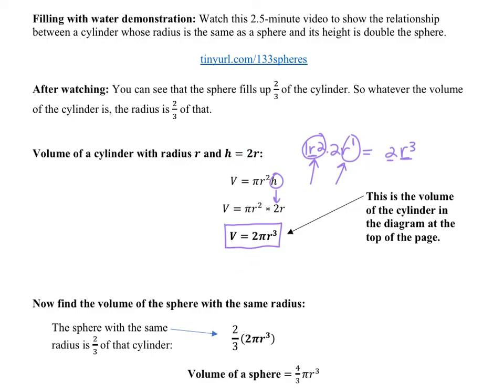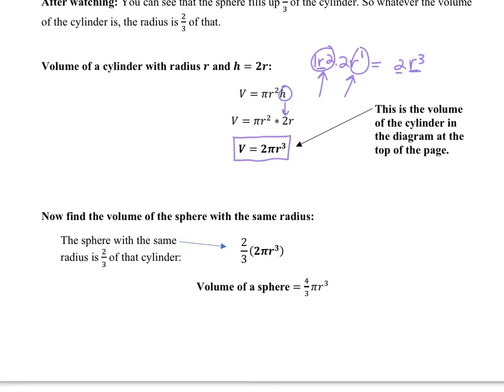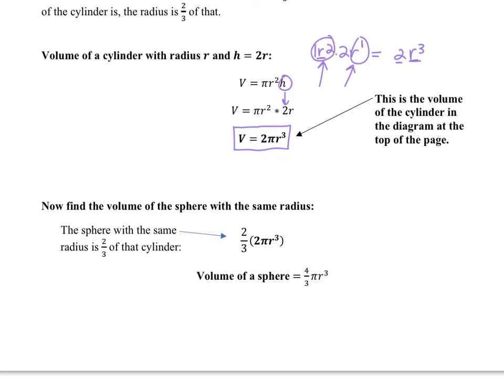So there's our volume. And then remember from the video that the sphere that has the same radius as this cylinder is going to have a volume that is 2/3 of that. So if we come down here, we can see that this 2 pi r cubed is right here because this is the volume of the cylinder. The volume of the sphere is going to be 2/3 of that volume. So of indicates multiplication. It's 2/3 of 2 pi r cubed. So we're just going to multiply 2/3 times 2, and it's really 2 over 1.